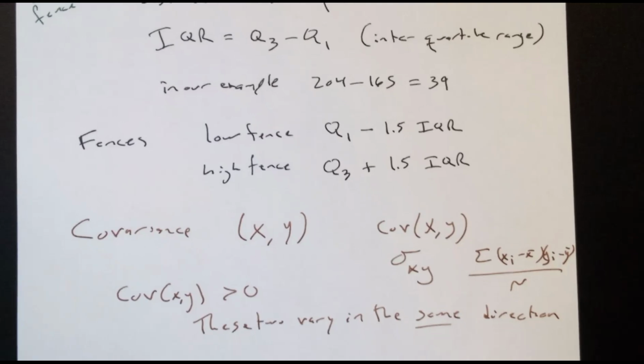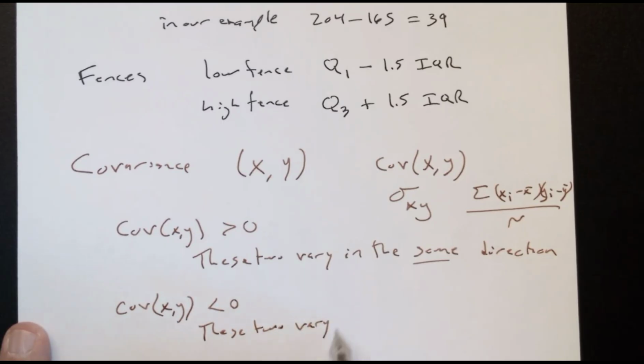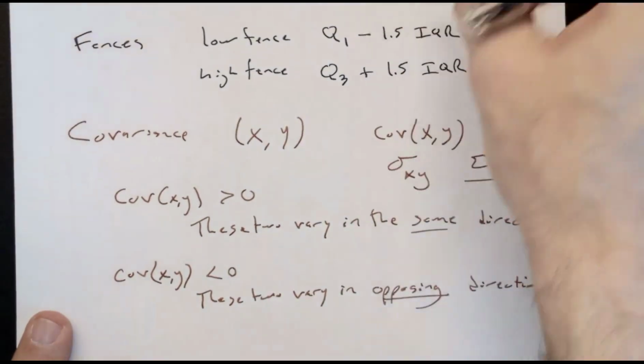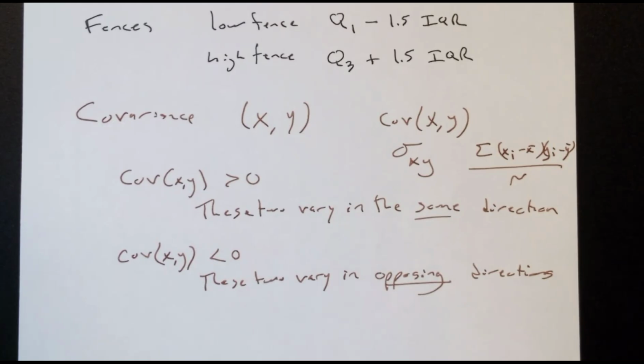If my covariance is negative, then they should vary in opposite directions. When X goes up, Y is going to go down. When Y goes up, X is going to go down. If the covariance is zero, or really, really close to zero, then they're basically unrelated.